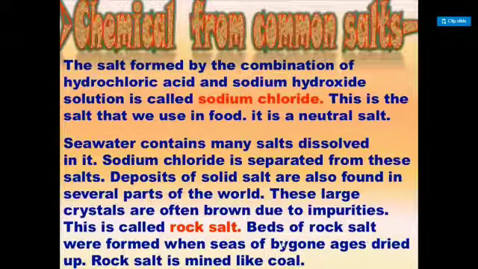Chemical form of common salts: the salt formed by the combination of hydrochloric acid and sodium hydroxide solution is called sodium chloride. This is the salt that we use in food. It is a neutral salt. Seawater contains many salts dissolved in it. Sodium chloride is separated from these salts. Deposits of a solid salt are also found in several parts of the world.